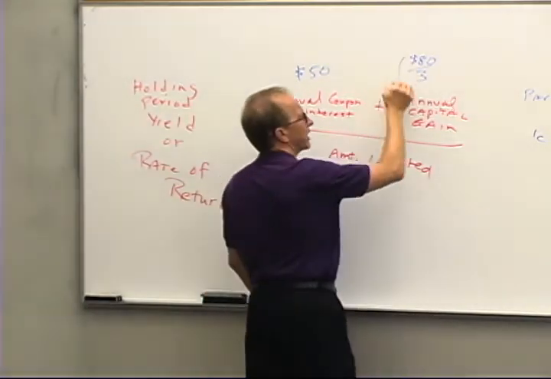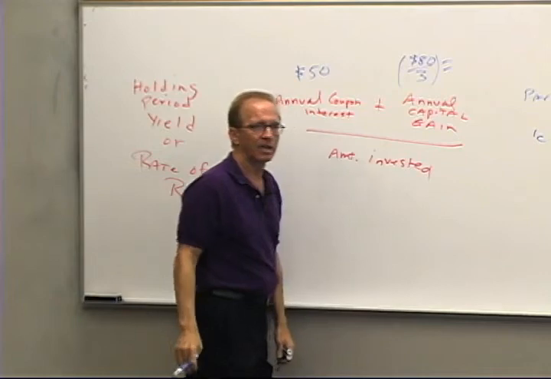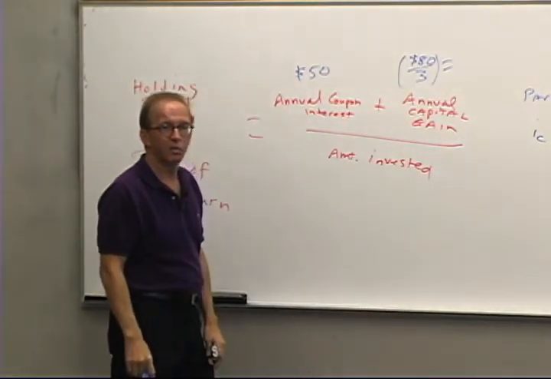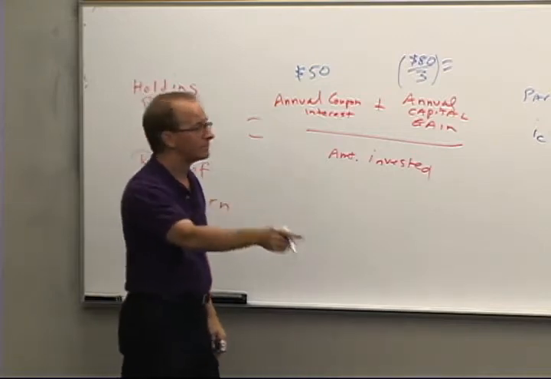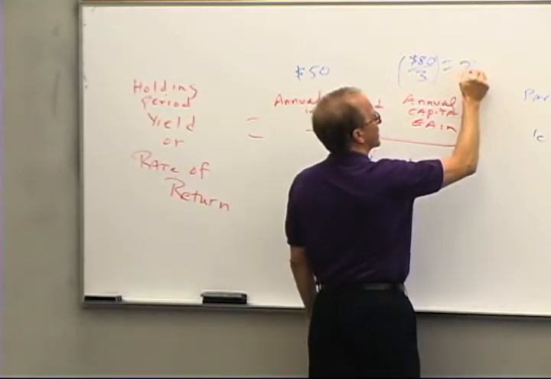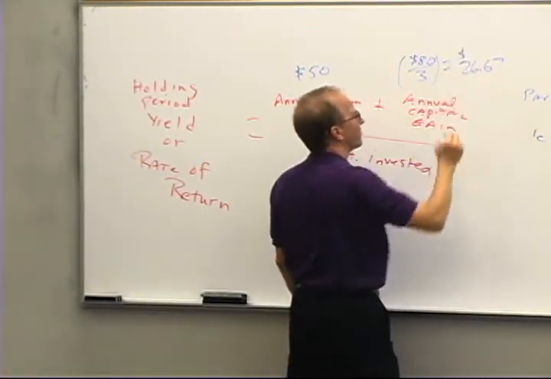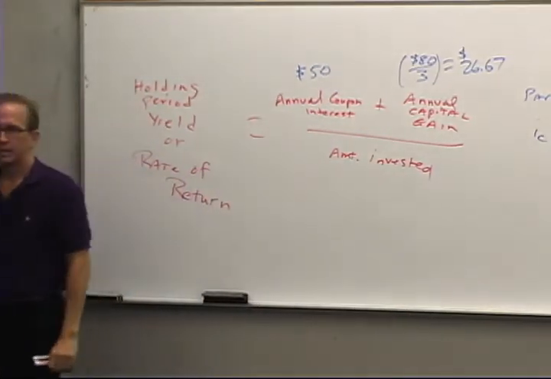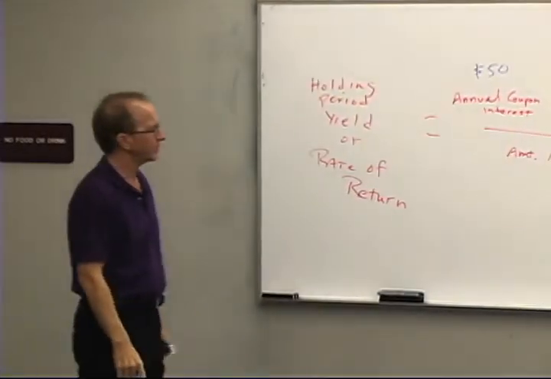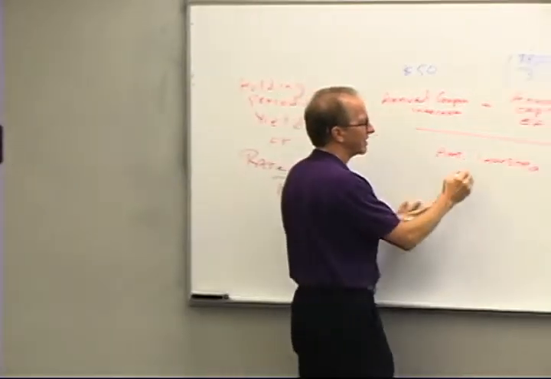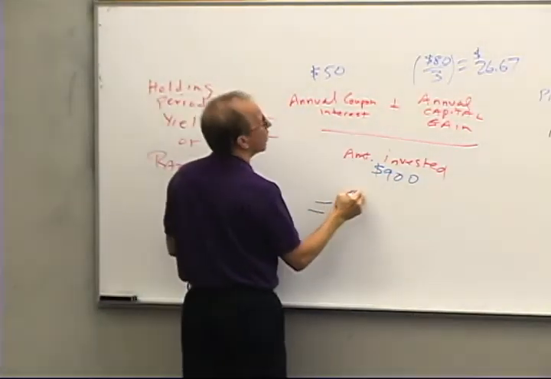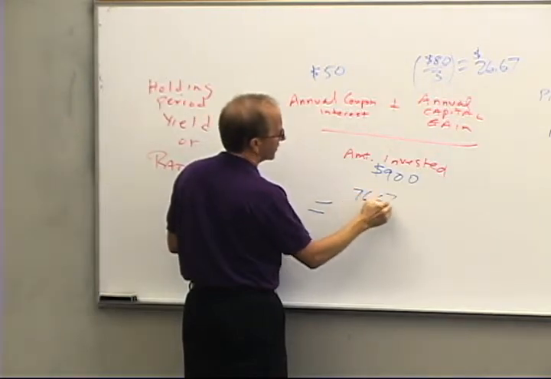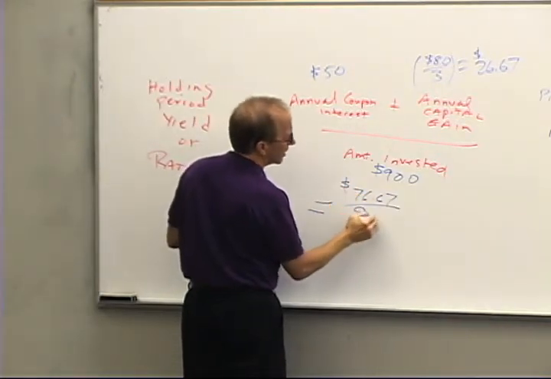How much is this? Anybody? $26 and how much? $26.67. The amount invested, $900. What? 76.67 over 900.